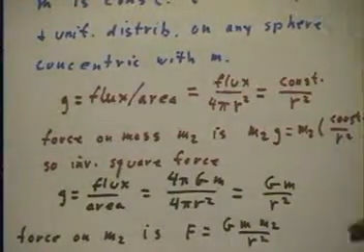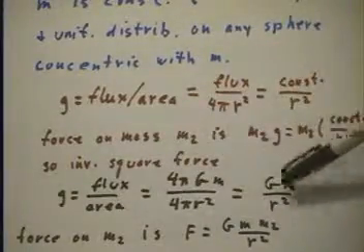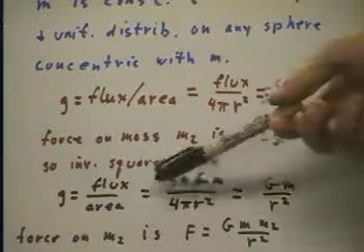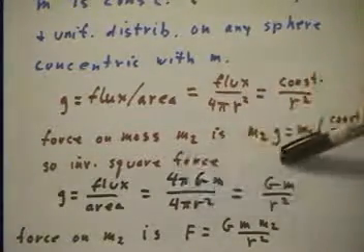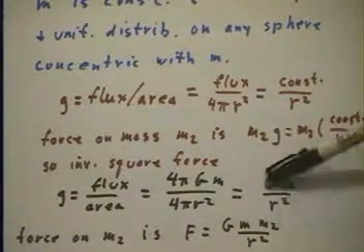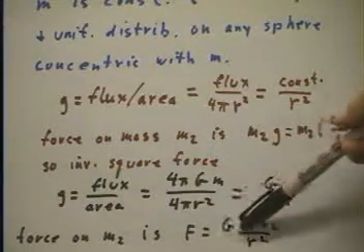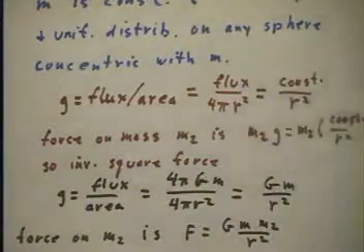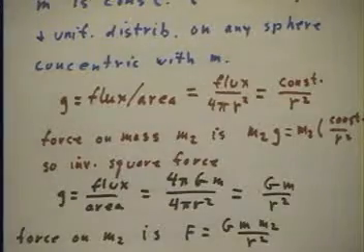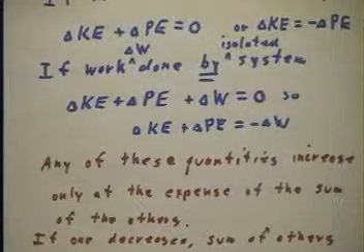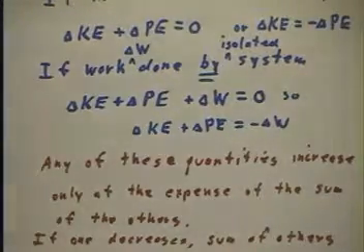We can, of course, determine the precise gravitational acceleration by writing down the expression for the flux and obtaining this expression, which means that the force on a mass m2 would be g times m2 over r squared, and this is going to lead us directly to Newton's statement of his inverse square law of universal gravitation.